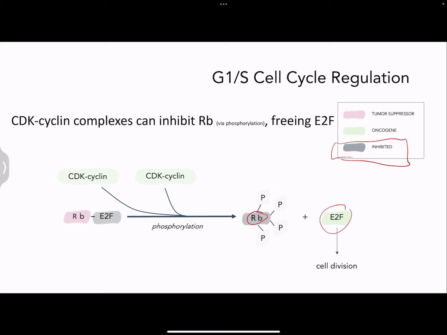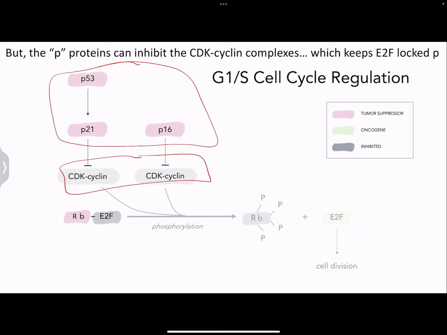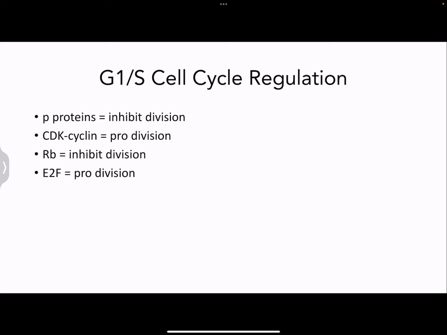And you know what? That now means E2F is free to push us, yay, cell division, let's enter into S phase. But what if we were not ready to go into S phase? What if something's wrong? What if there's not enough growth signals or not enough nutrients, or we detect damage with the DNA? Well, then all of the P53s and the P proteins can come along and inhibit the CDK cyclin complexes so that they do not phosphorylate RB, and it stays unphosphorylated, so it stays inhibiting E2F so that we do not have cell division.